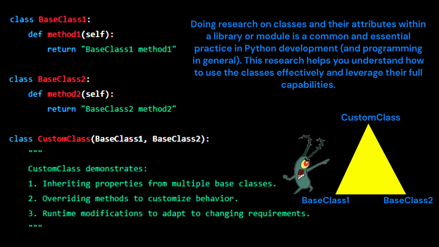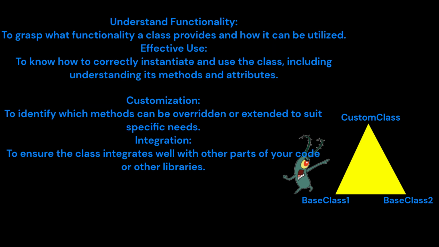Doing research on classes and their attributes within a library or module is a common and essential practice in Python development and programming in general. This research helps you understand how to use the classes effectively and leverage their full capabilities. Understand functionality: to grasp what functionality a class provides and how it can be utilized. Effective use: to know how to correctly instantiate and use the class, including understanding its methods and attributes.